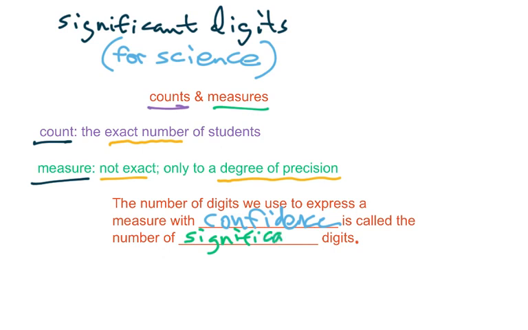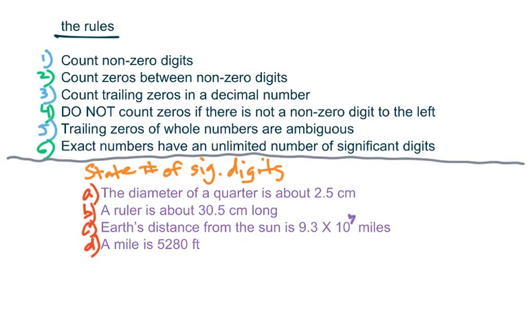And again, this is not the big writing. In fact, the big writing's about to start. I hope that your hand is limbered up. Please, let's write down the rules to significant digits. And then we're going to talk about a problem they may ask you to deal with. So the rules are this. Number one, you're going to always count the non-zero digits. Number two, you're going to count the zeros between non-zero digits. Number three, you're going to count trailing zeros in the decimal number. Number four, do not count zeros if there's not a non-zero digit to the left. Number five, trailing zeros of whole numbers are ambiguous. And then number six, exact numbers have an unlimited number of significant digits.